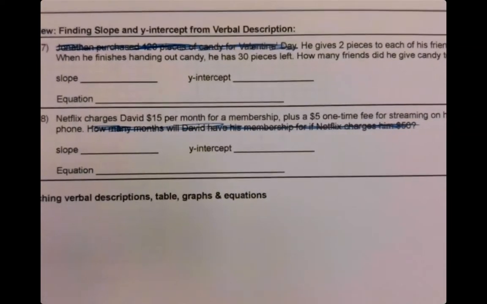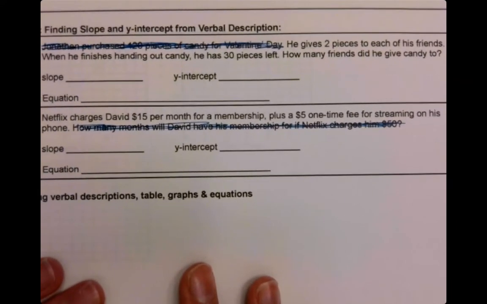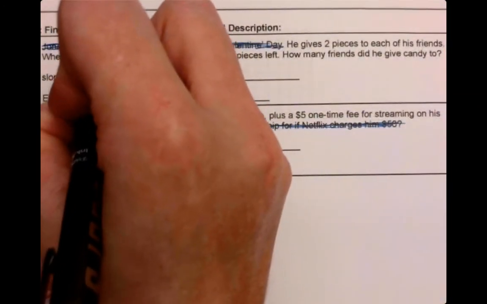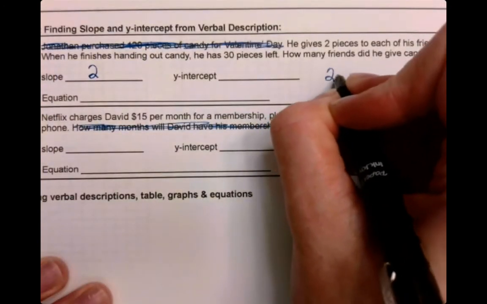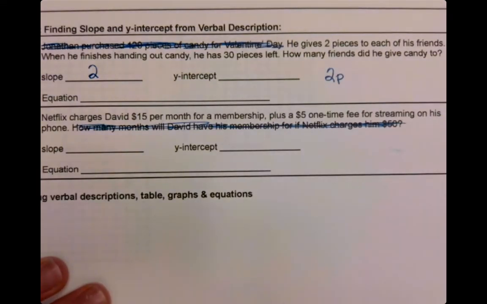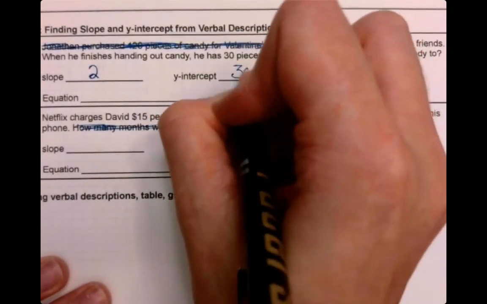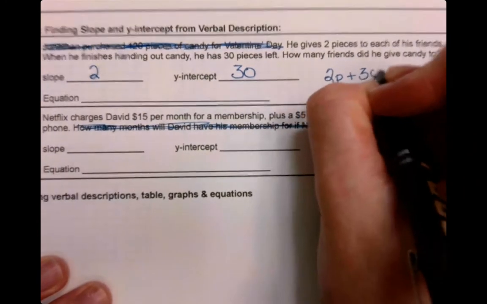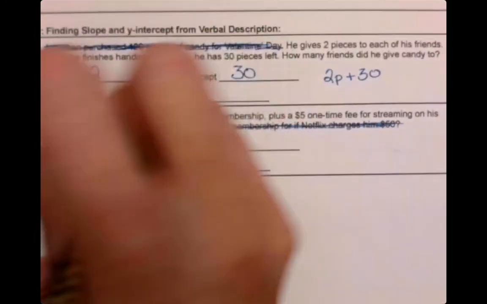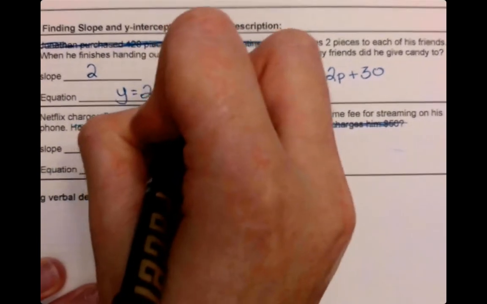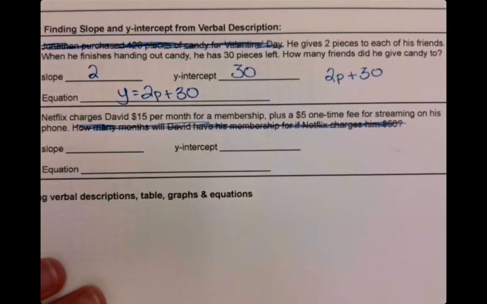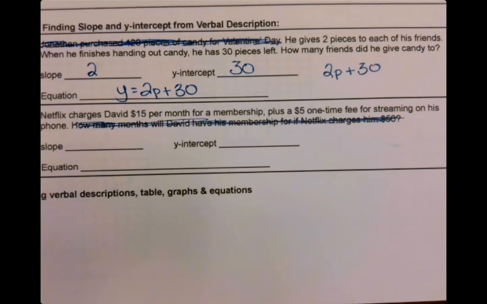So it says for number 7, he gives 2 pieces to each of his friends. When he finishes handing out candy, he has 30 pieces left. How many friends did he give candy to? So our slope is going to be that 2 because he is giving 2 pieces of candy to each of his friends. Plus, he's going to have his 30 left over in his pocket. So our equation would be y equals 2p plus 30. Okay, so it's basically what we've been working on the past couple days.